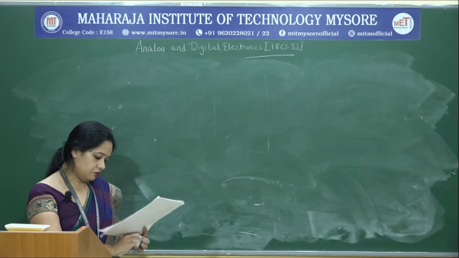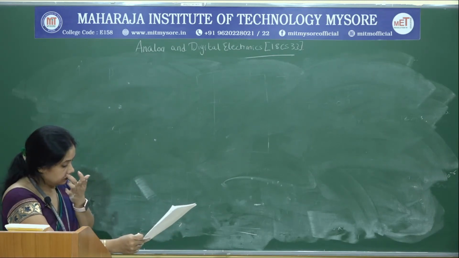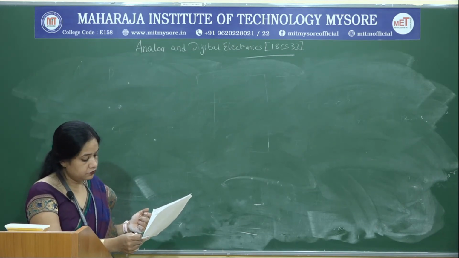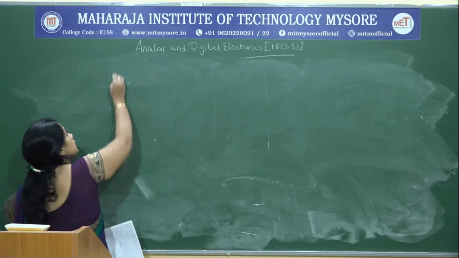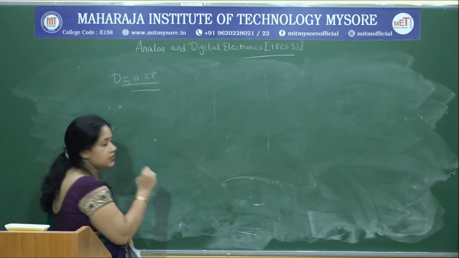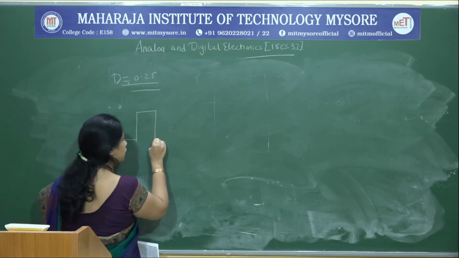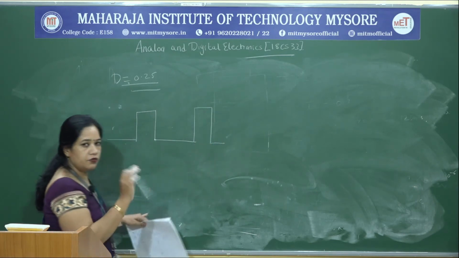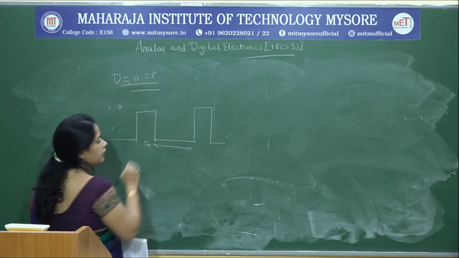We will take up one more problem. You are asked to construct an astable multivibrator for a duty cycle of 0.25. So, please note here the given requirement is 0.25. What it means is you are supposed to generate an output wave wherein on time is smaller than off time, and on time is 25% and off time is 75%.